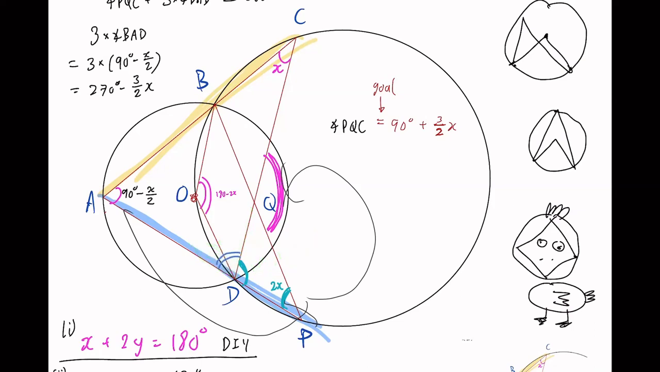Our current question mark is this fellow here. 180 minus 90 minus x over 2 minus x gives you ADC, angle sum of triangle. Then you take 180 minus whatever you got there. Actually, you already know what ADC is.